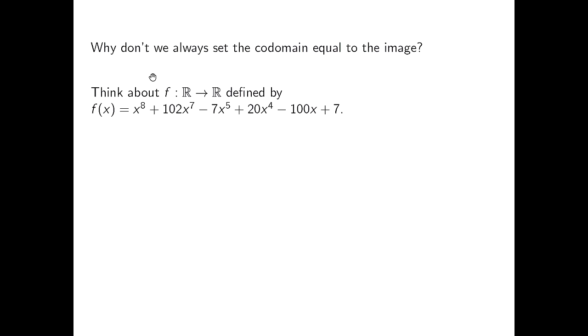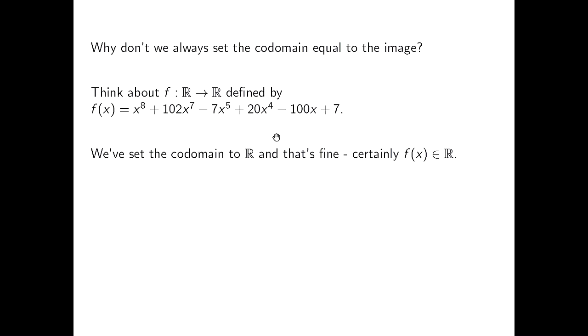So here's a function from the reals to the reals, right? f of x is x to the 8, plus 102x to the 7, minus 7x to the blah, blah, blah. Now, I can look at that, and I can see that it's a completely legitimate function from the reals to the reals, right? It's a mess, but I know if I plug in a real number here, it's going to spit me out a real number. It's all fine, right? But we've set the codomain to be the reals. It's fine, makes sense. But what's the image of this thing?